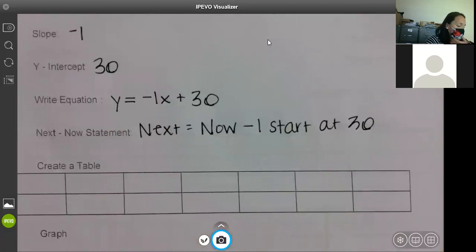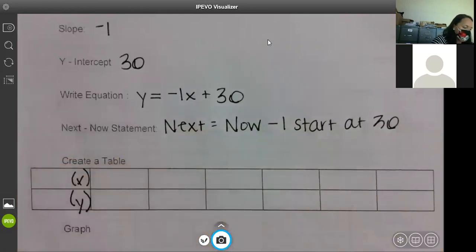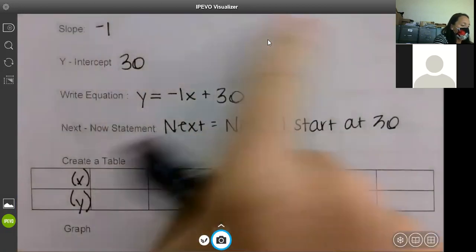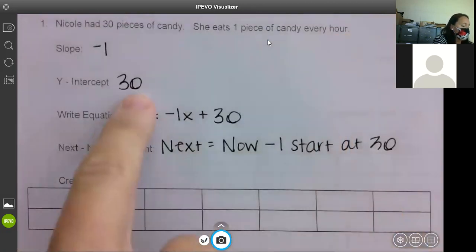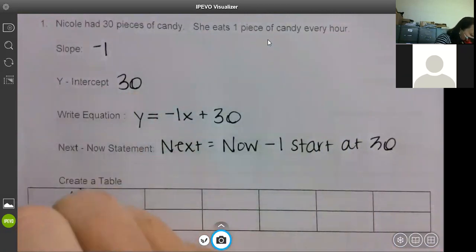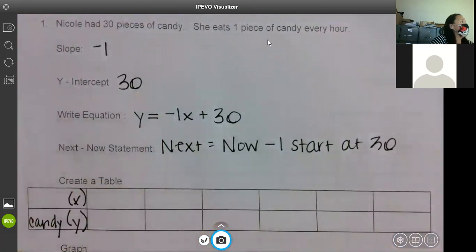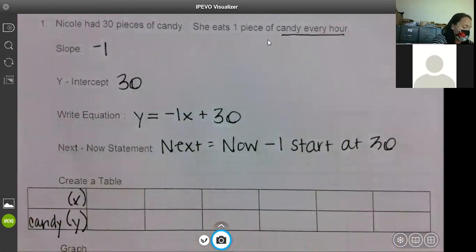All right, so if we created a table, we're going to talk about our x's and our y's. So remember, these are always your x's, these are always your y's. To know what to label your table, you can look up here: one piece of candy every hour. Our y-intercept was 30 pieces of what? So this is your candy, because your y-intercept dealt with the number of candy. So what is your x going to be? If it says piece of candy every hour or candy per hour, what's your x going to be? Hours.